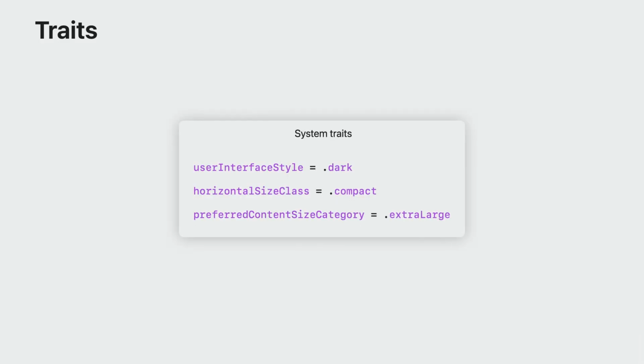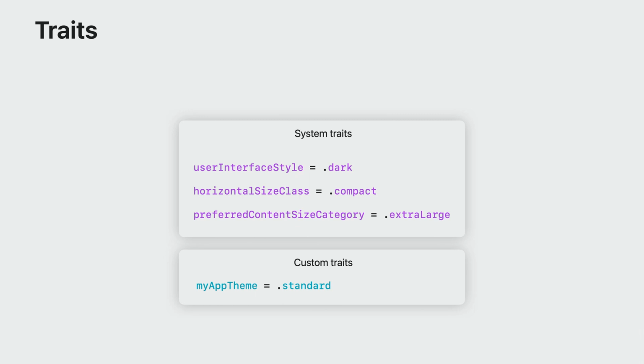Traits are independent pieces of data that the system automatically propagates to every view controller and view in your app. UIKit provides many built-in system traits, such as user interface style, horizontal size class, and preferred content size category. In iOS 17, you can define your own custom traits as well. This unlocks a powerful new way for you to provide data to your app's view controllers and views. I'll tell you all about custom traits a little bit later.